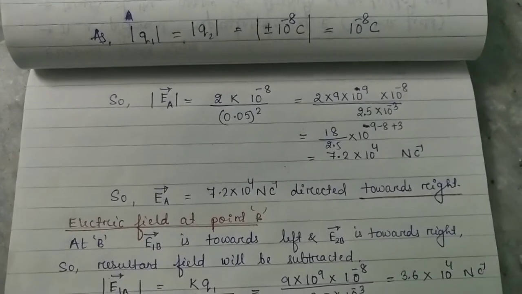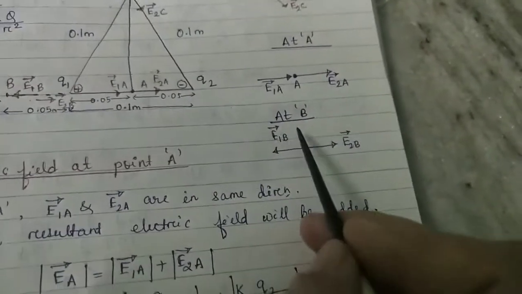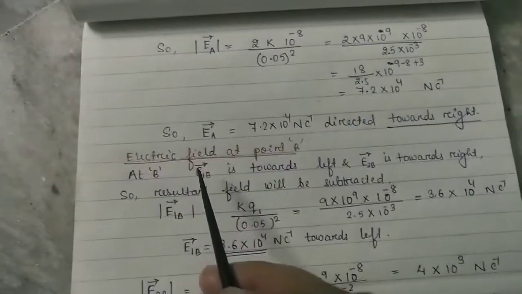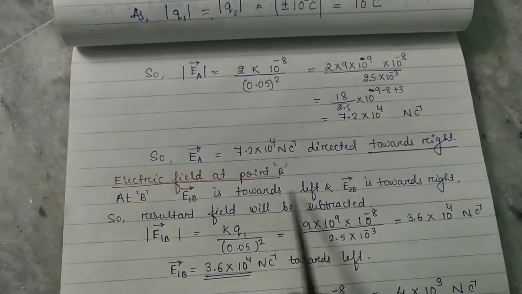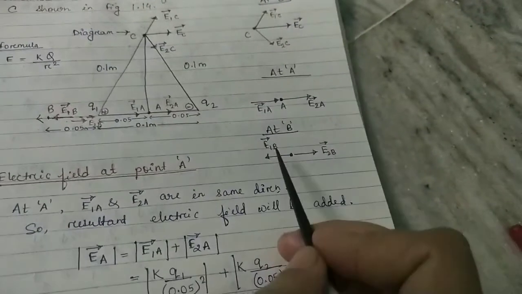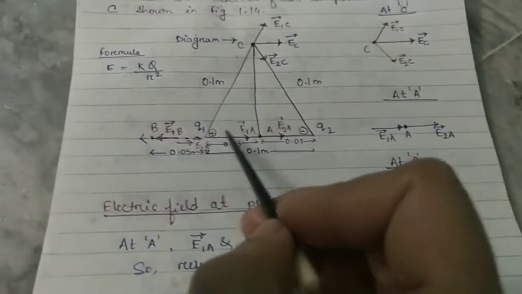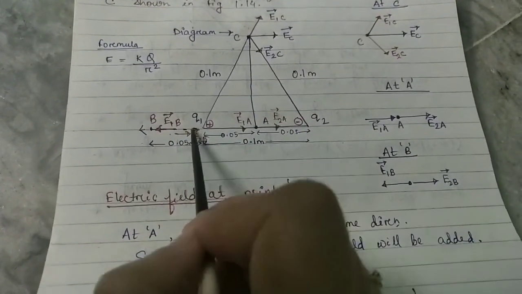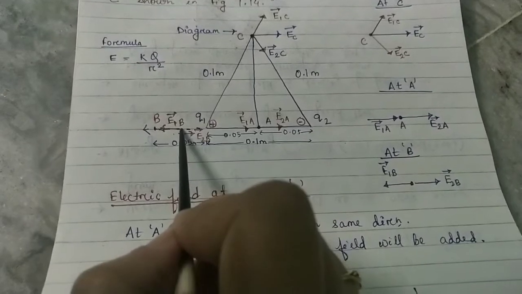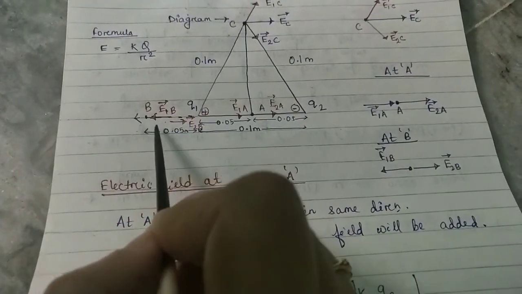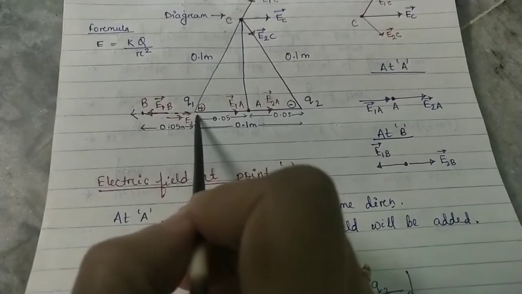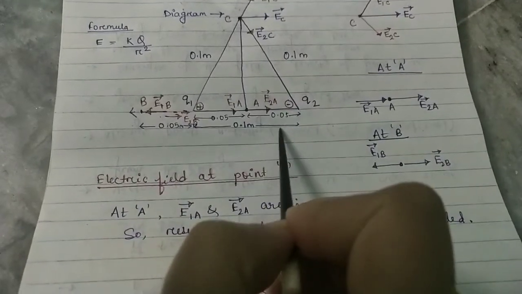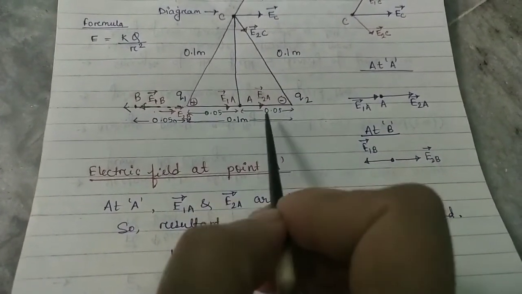Okay, this is over. Then we will see electric field at point B. At point B, one is towards left and one is towards right. You can see, at point B, E1B is towards left and E2B is towards right. You can see the point B here. At point B, E1B towards left, positive charge, E2B towards right. Okay. Now we'll see the distance. B is at a distance of 0.05 meter from Q1. This is the distance. And B is at a distance of 0.15 from Q2.